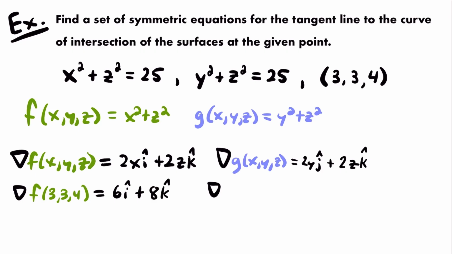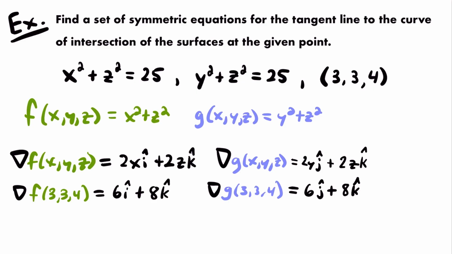And then the gradient of g at (3, 3, 4), you will get 2 times 3, which is 6, times j, plus 2 times 4, which is 8, times k. And so now we have both of these specific gradient vectors at this point on each of these surfaces. Now we just need to take the cross product of them, and the resulting vector will be the tangent vector at this point for the curve of intersection between these two surfaces. And then we can use that vector to help us create the symmetric equation for the tangent line.